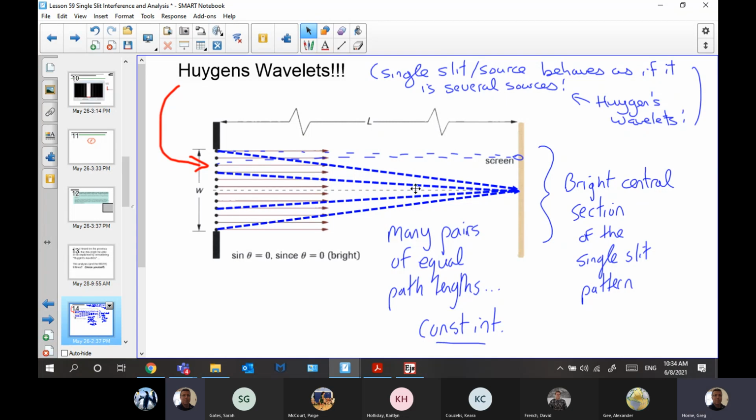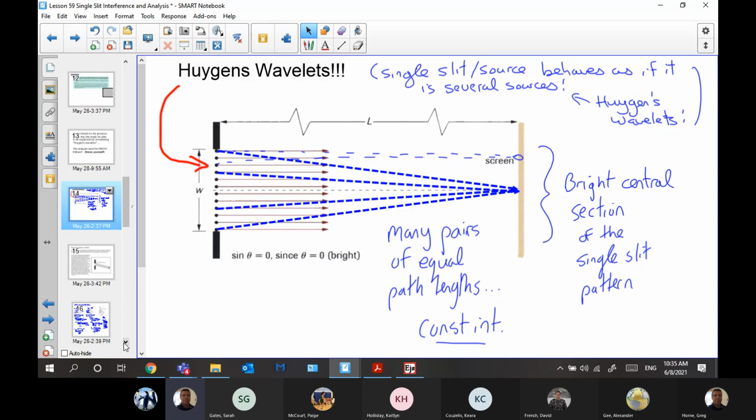Okay, so this is for the very center. And because we're talking about the very center, all these path lengths are identical, and so everything is constructive interference. There's nothing else going on. It makes sense that the center section is bright, because they're starting in phase. They're traveling the exact same distance, so they're going to arrive in phase. Okay, so the center maximum is super easy to explain.